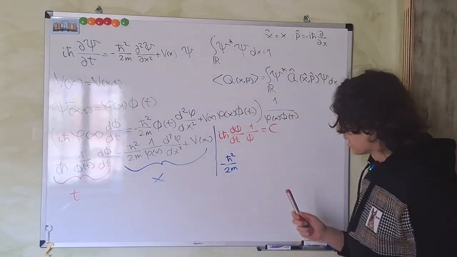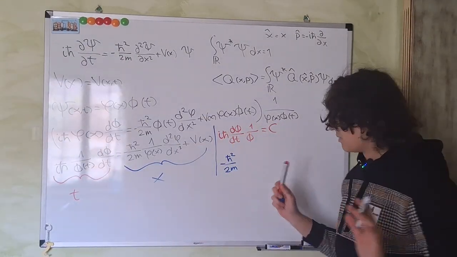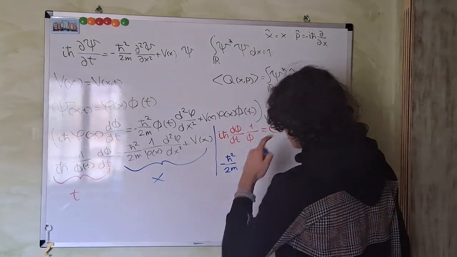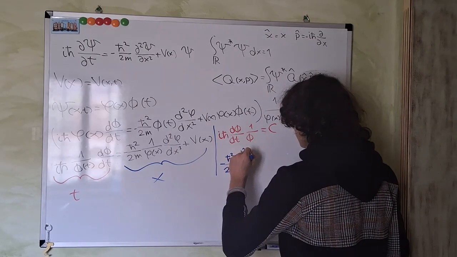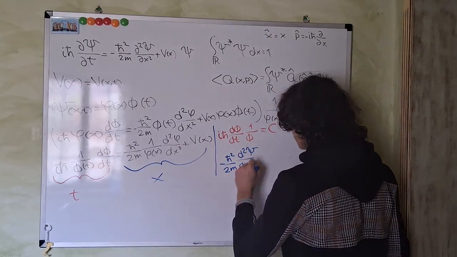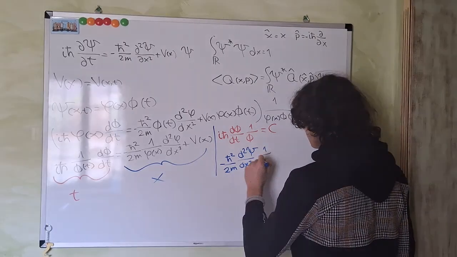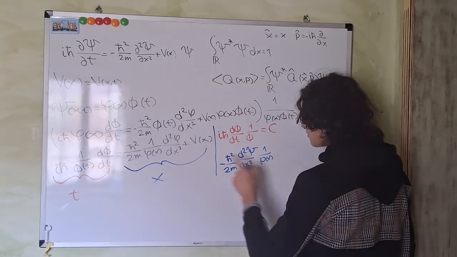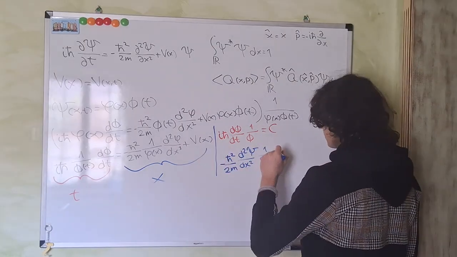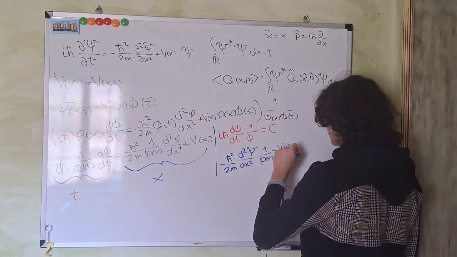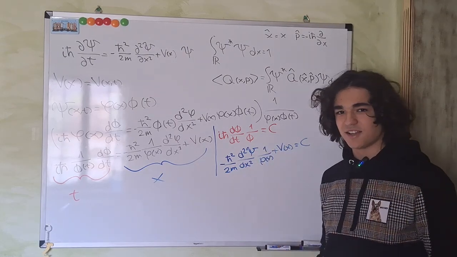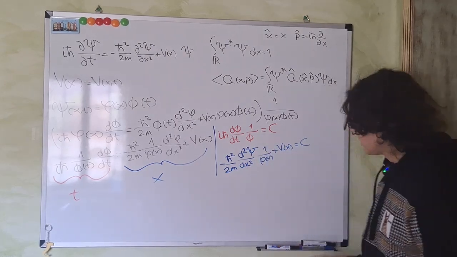I'm also running out of memory, so I hope we can make this in time. So we have this constant, then let me write down the second derivative. Then we have this factor, and then we do have our potential. And this also equals the constant. Writing in Spider-Man style with red and blue markers.